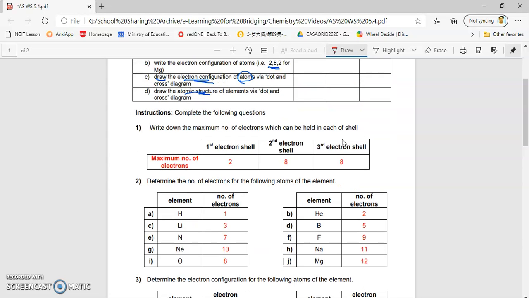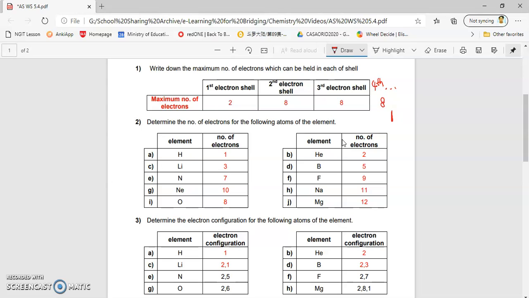So let's start off with the first part, the maximum number of electrons that can be held in each shell. Typically, we know that electrons are arranged in shells. In the first shell, do take note, it can only hold 2 electrons. For subsequent shells, it's 8 electrons. For most of the elements that you need to draw or write the electronic configuration for, the max it will go is up to the 4th shell. You will not go beyond that. So just take note of it.